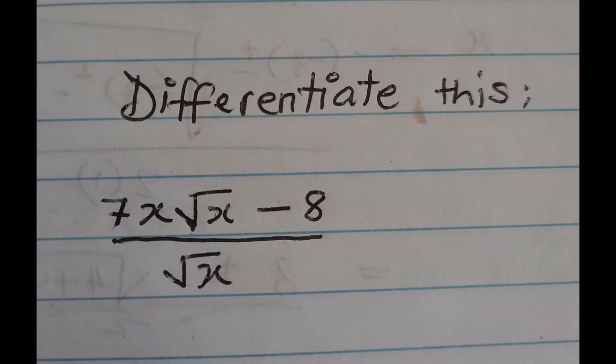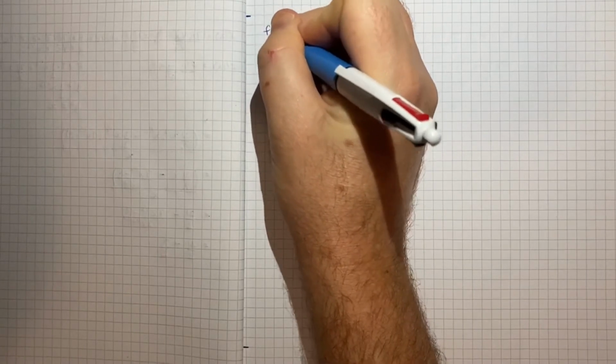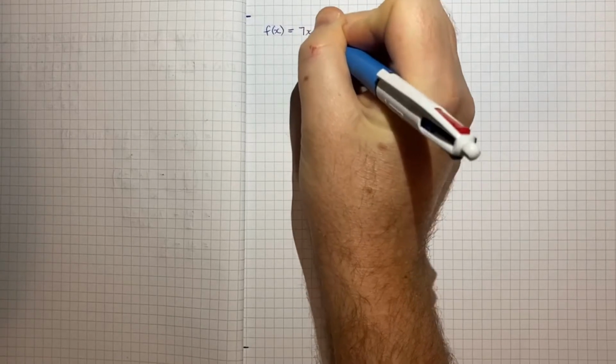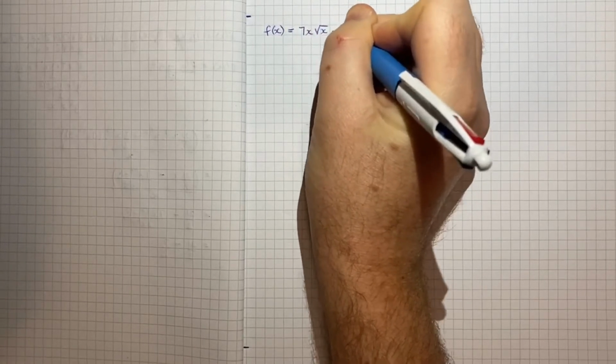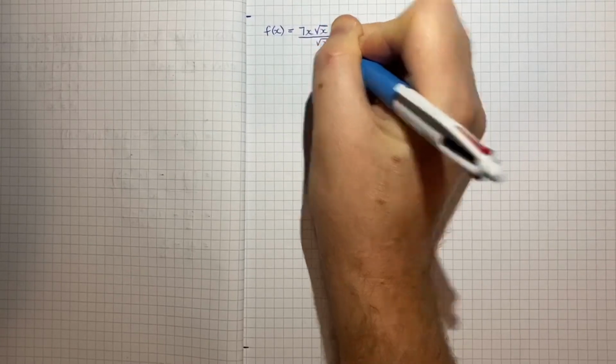In this question, we're being asked to differentiate the function of x that you see here on the screen. So let's just dive in and give it a crack. Okay, so for this question, we're being asked to differentiate the function in x that is equal to 7x times the square root of x minus 8, all of that divided by the square root of x.